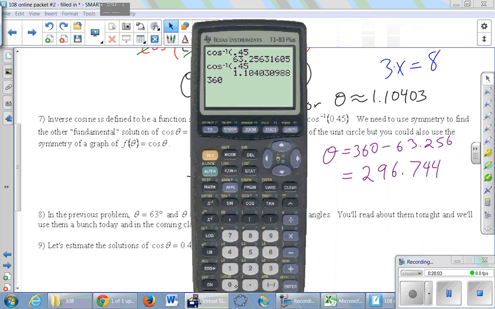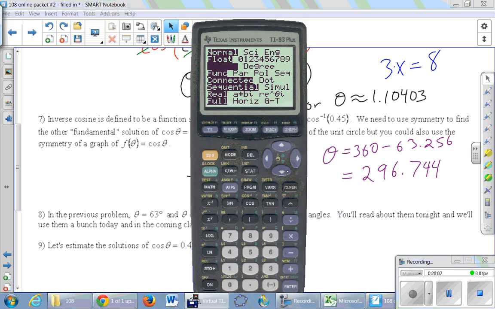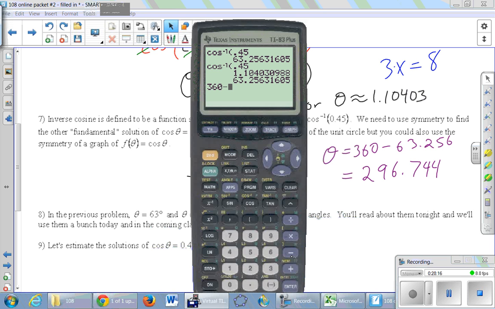360. Actually, let's go back up and get this other answer. Okay, and then we can do 360 minus that answer. I always like to use as many digits as the calculator will show me and then some. Okay, so I think we did okay here, 296.744 degrees.